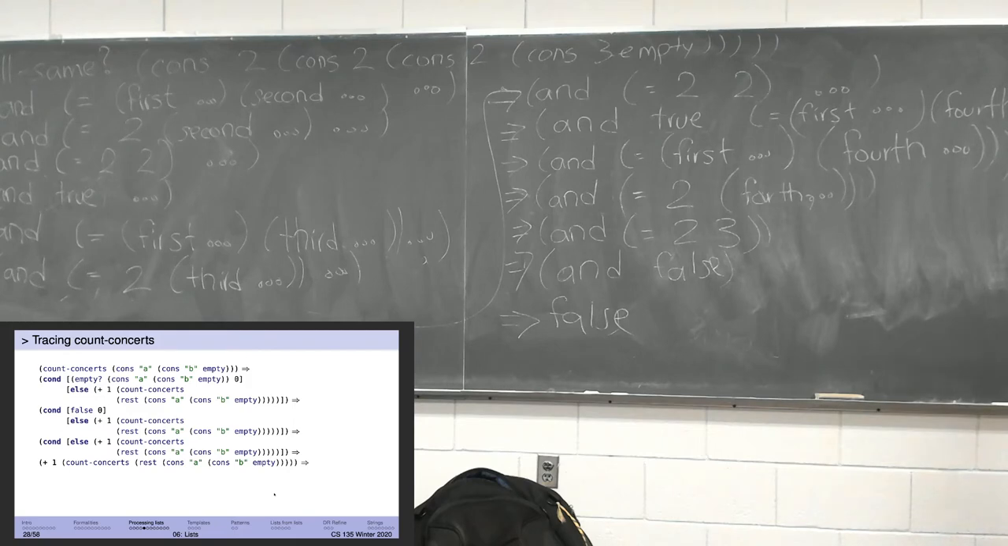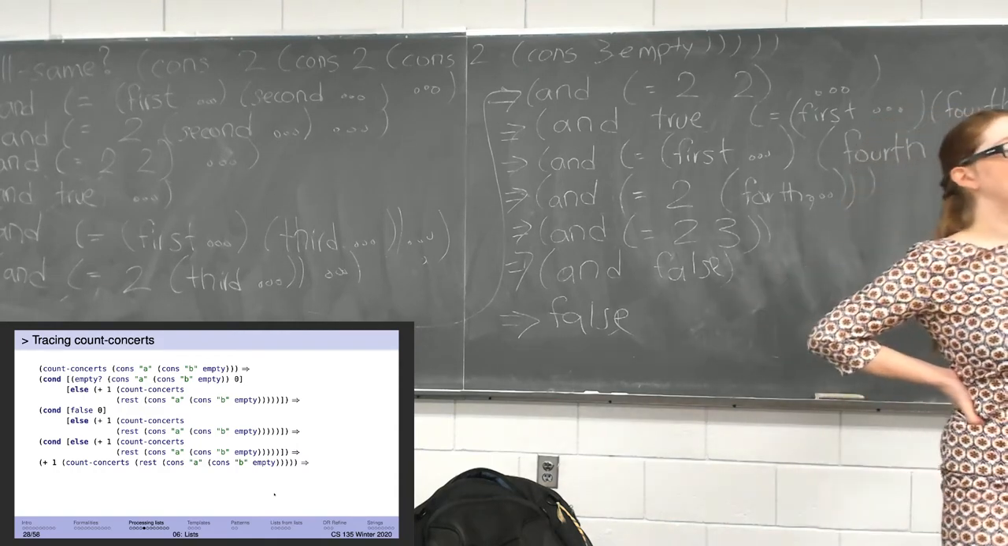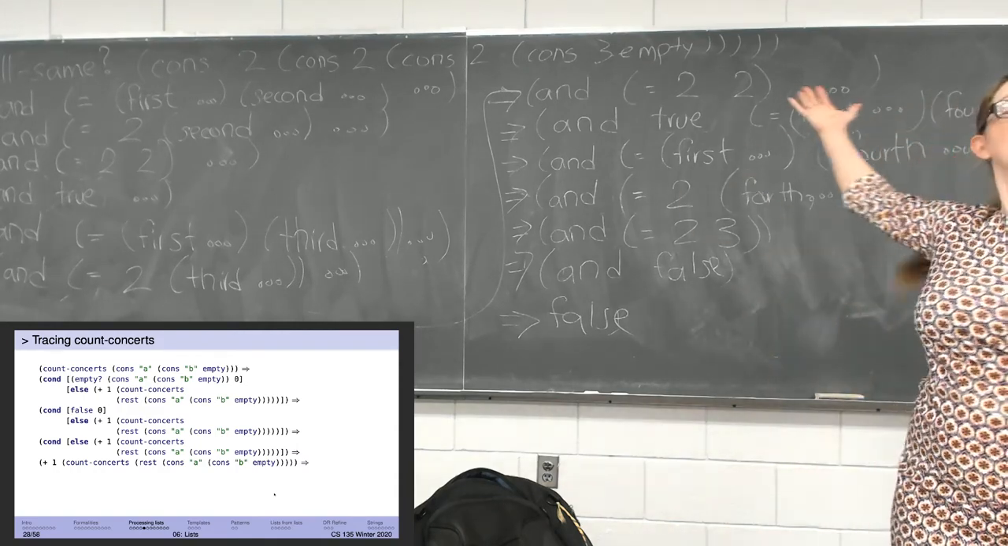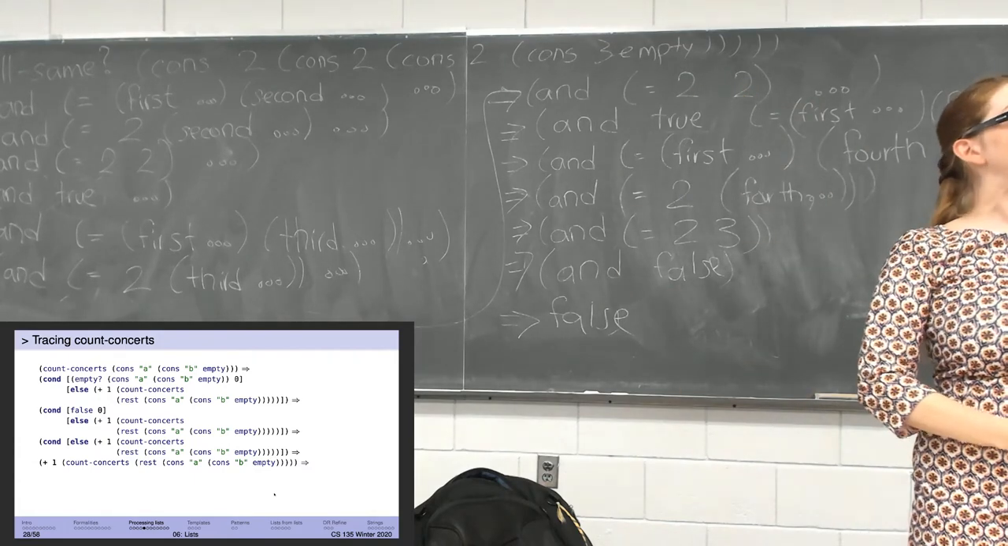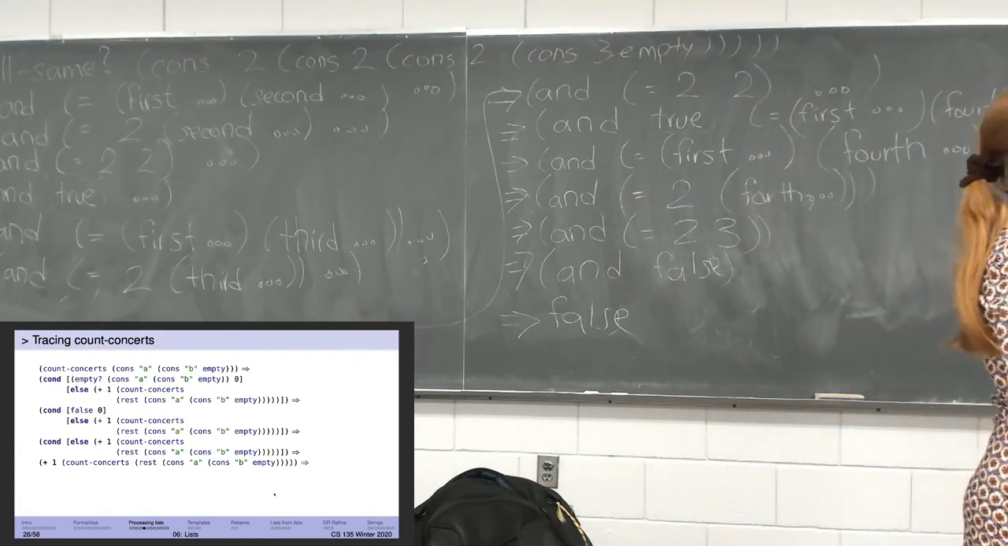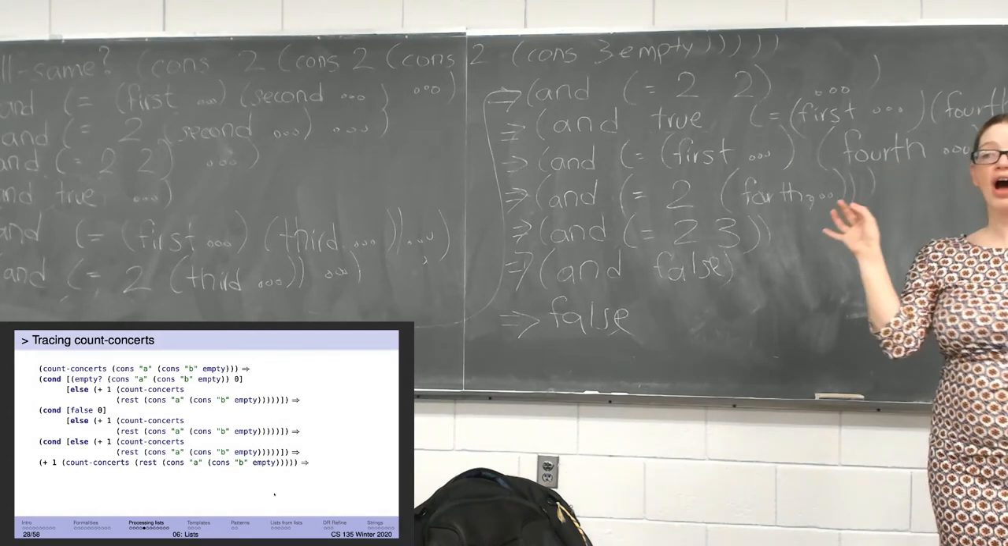So we start by evaluating, is the list empty? The list is not empty, so that evaluates to false. And then in the next step, since this is false, we're just going to omit it. And then we see cond else. Well, else always evaluates to true, and so we're going to produce just the body, which is 1 plus count-concerts on the rest of our list. Now, as you can see, this is getting really long. This was really long here. So in our notes, we are going to start omitting things by putting dot, dot, dot.